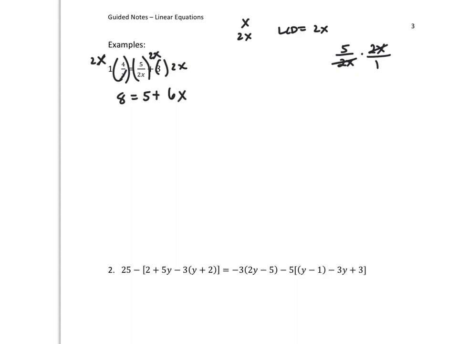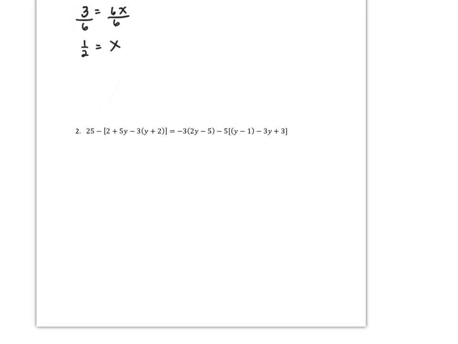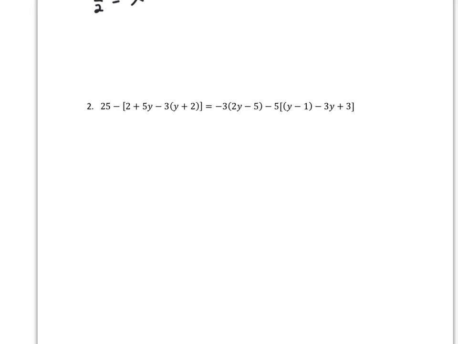Now do the addition property by subtracting 5 from both sides. And that leaves you 3 equals 6x. And now use the multiplication property by multiplying both sides by 1/6, which is the same thing as dividing by 6. And 3 over 6 is 1/2. 1/2 equals x.